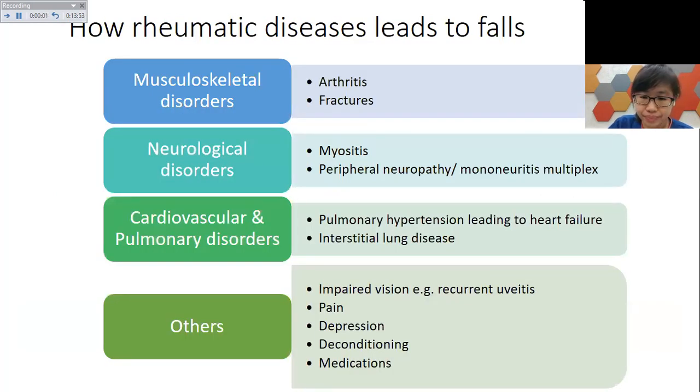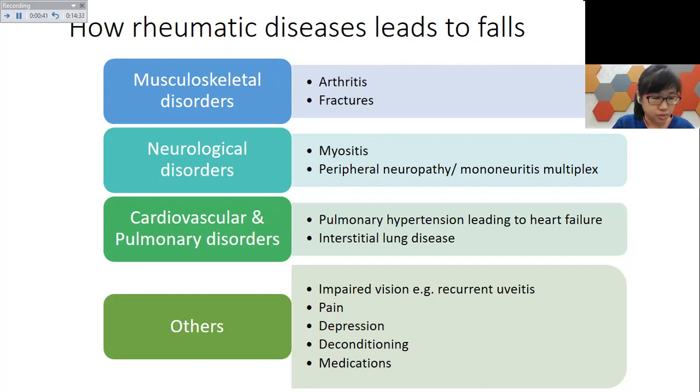Thank you, Dr. Ng. Now we will look through how rheumatic diseases lead to falls in various ways. Firstly, musculoskeletal disorders such as arthritis and fractures can lead to falls. Neurological disorders such as myositis, peripheral neuropathy, or mononeuritis multiplex can also lead to falls. Next, cardiovascular disorders such as pulmonary hypertension leading to heart failure can also lead to falls. Pulmonary disorders such as interstitial lung disease can cause falls as well.